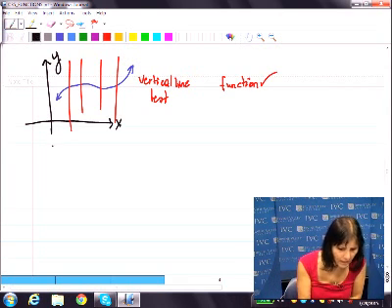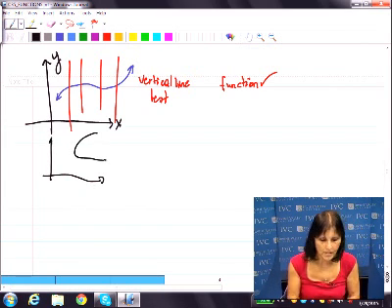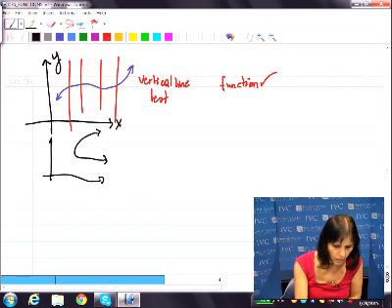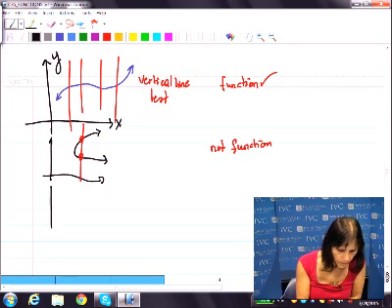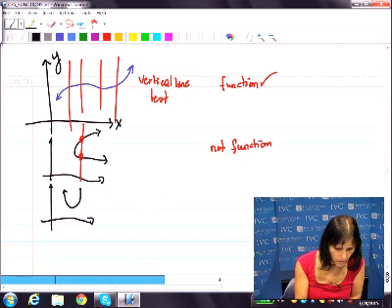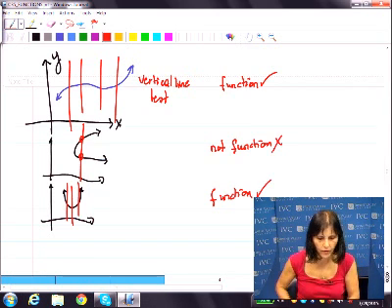Now, how can it not hit one location? It can happen when the curve goes like this, for example. So when you pass the line, oh, look, it hits here and hits here. Not a function. How about this one? Okay, here we go. It hits only once. That's a function, okay? Function, not a function. Got it?